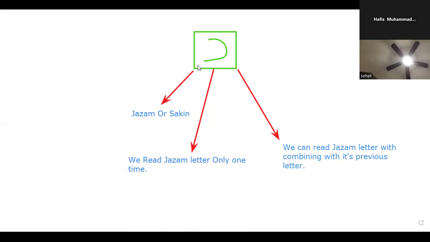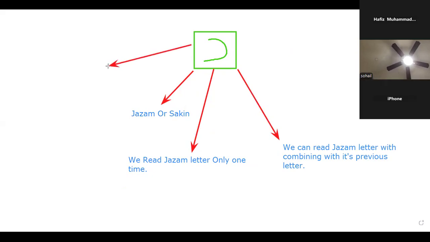A dal sign that comes on top of the letter is called jazm or sakin. Okay, this is also an important question. The question is that a letter which has jazm, what is it called?